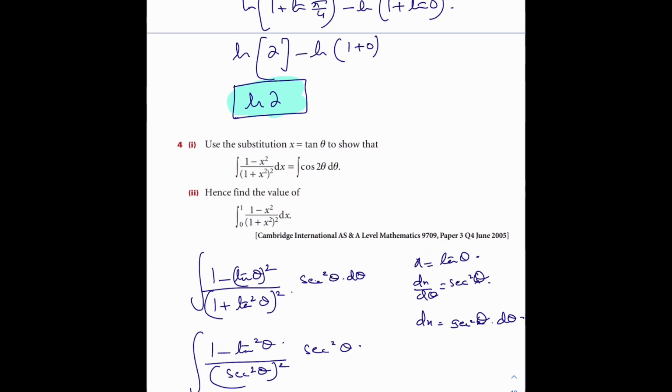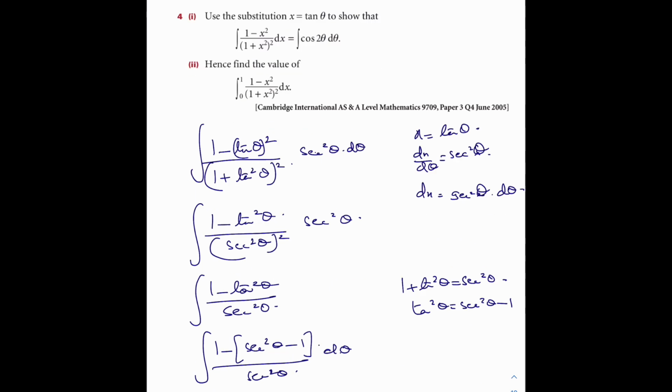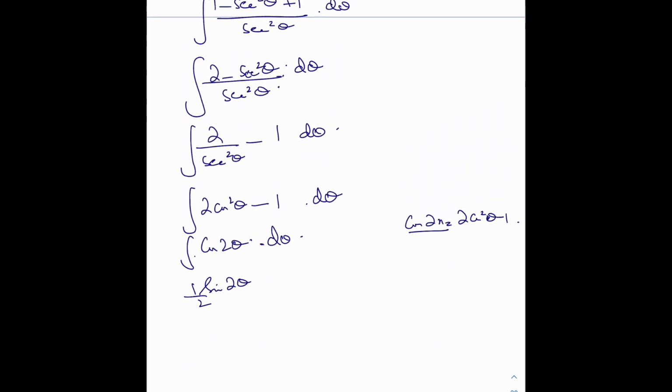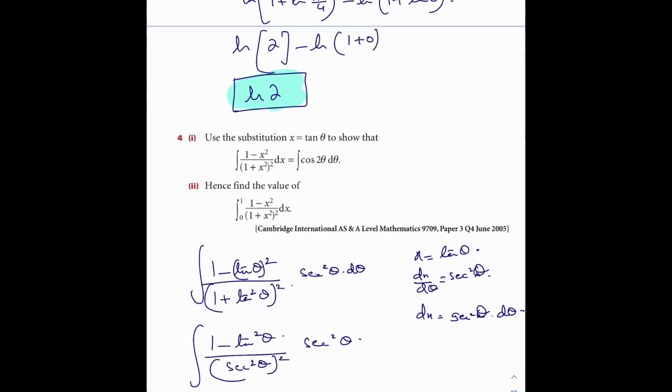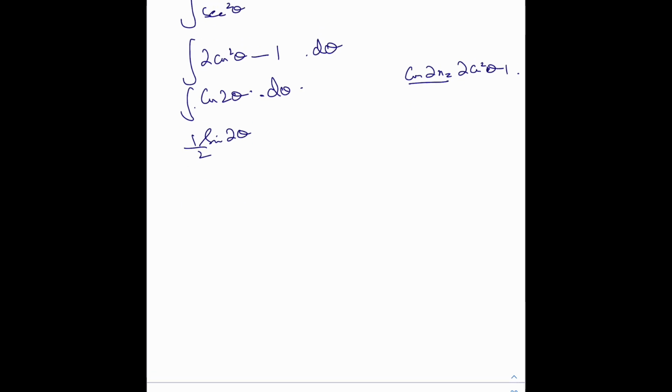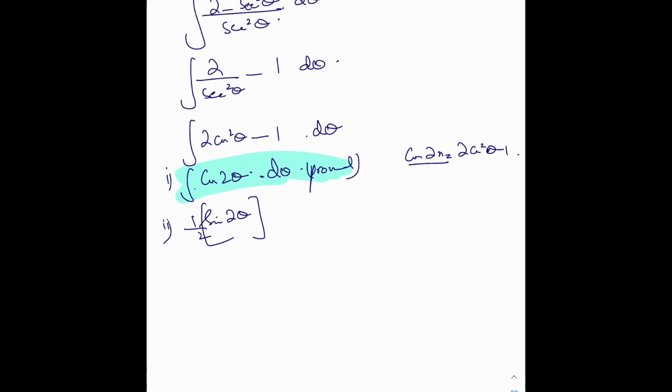They had asked us to show this, so we have already shown it. Hence, find the value of this. Now, we know this is exactly the same as cos of 2 theta, so we can integrate cos 2 theta and put the boundaries of 1 and 0 for the second part. So the first part is shown, proved. For the second part, you have to integrate, which I have already done, and put the boundaries of 1 and 0 on this.